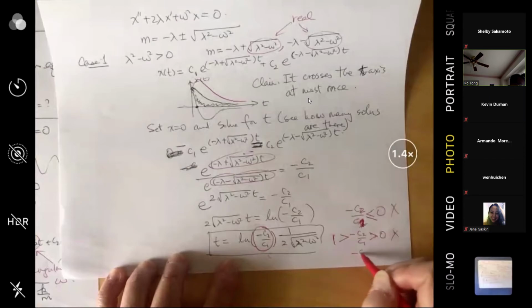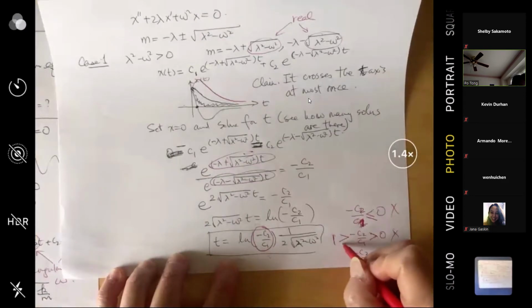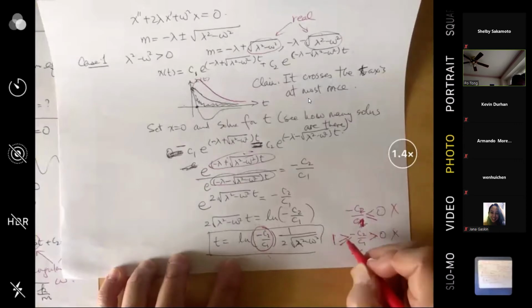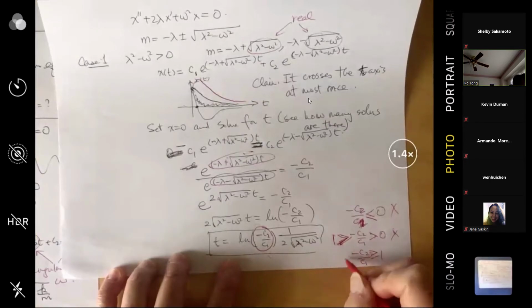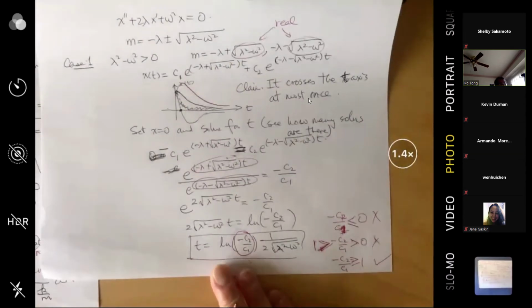So I need this guy to be bigger than or equal to 1, since Ln1 is 0. This one will work. Then we will have one answer. So what I'm trying to say is that you cross the x-axis at most once. Okay?